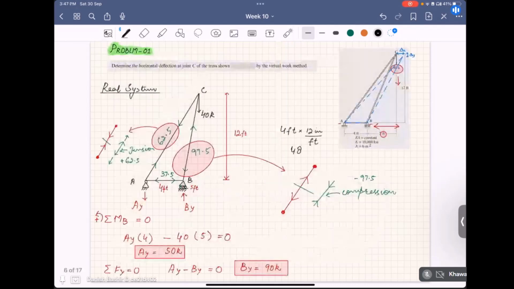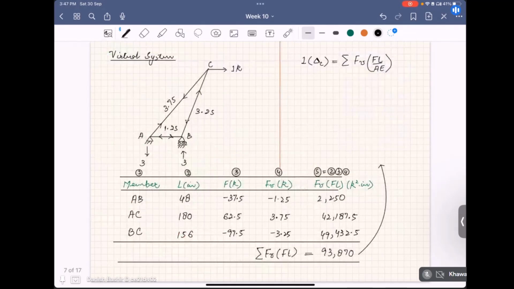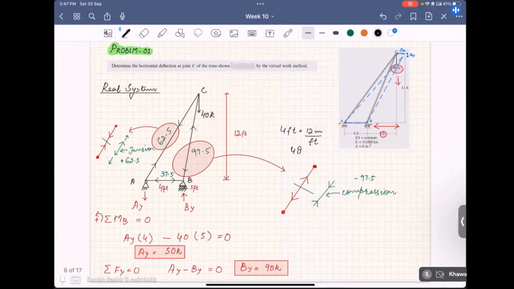Since AE is constant for each member, we will just take AE outside the summation. It will be 1 by AE times summation FV into FL. I already told you why we were computing this summation FV times FL. So using this summation in the equation that I have written above, and putting the value of AE also, I have mentioned AE here. Please note that AE is mentioned here.